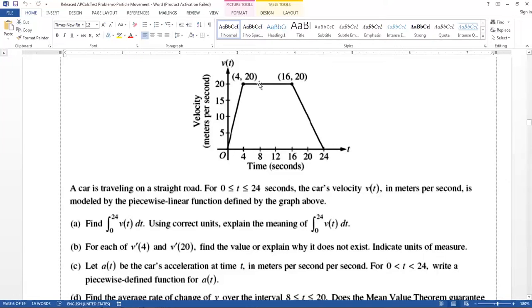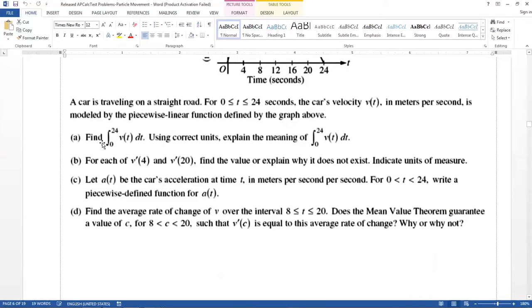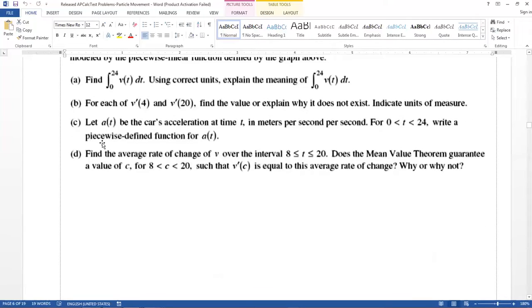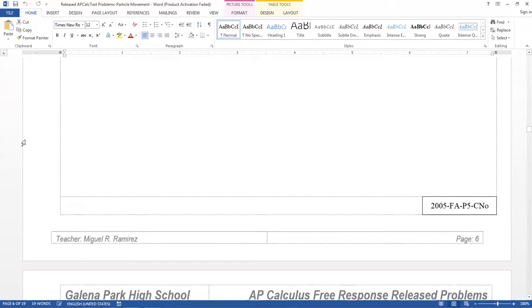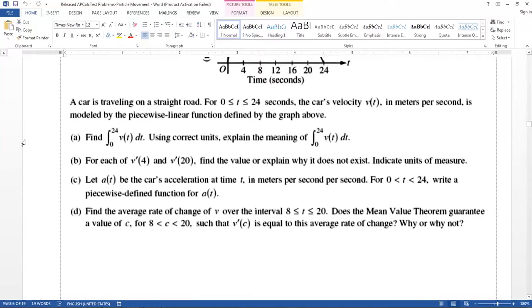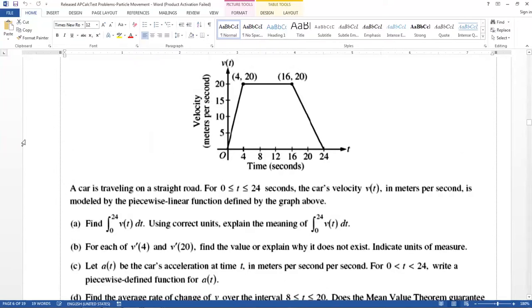The particle is moving always to the right because the velocity is positive. There is no negative, so it always goes in this direction, never in this direction. Okay, once you read the function, we are going to answer the problem questions. This one is also no calculator, so we have to live with it. It's in some ways easy.